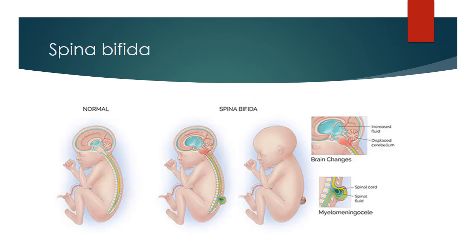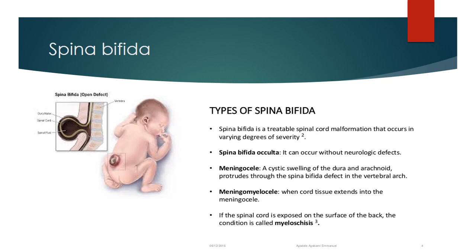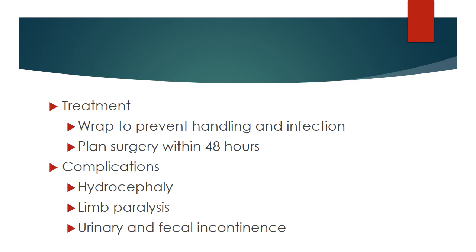Spina bifida. There are various types: spina bifida occulta, meningocele, meningomyelocele, myeloschisis. Treatment: wrap to prevent handling and infection. Planned surgery within 48 hours. See complications: hydrocephalus, limb paralysis, urinary and fecal incontinence.